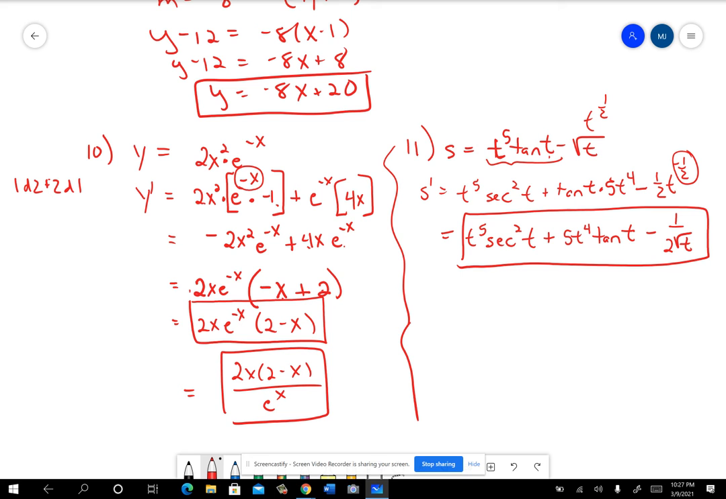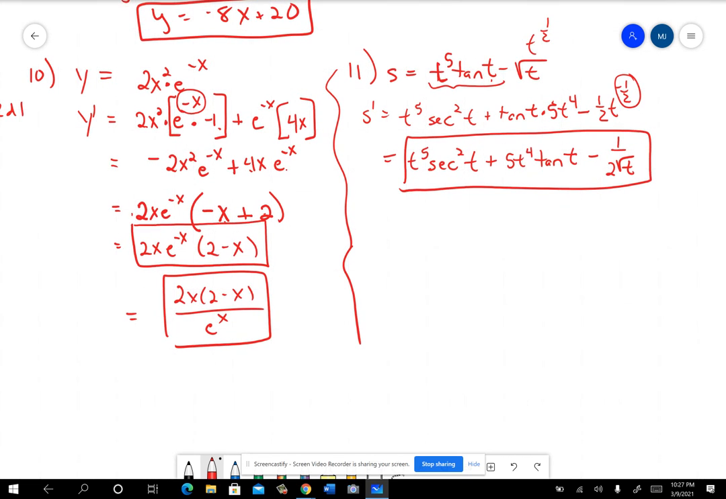All right, let's see. Number 12, let me squeeze that in right here. Number 12 actually wants me to find the second derivative, and I'm starting with y equals 2x cosine, nope, 2x sine x.